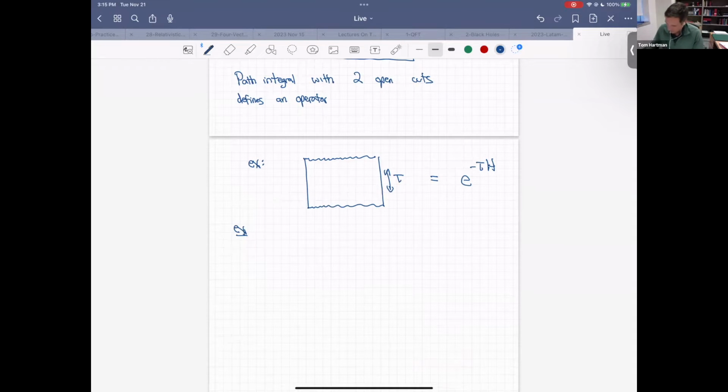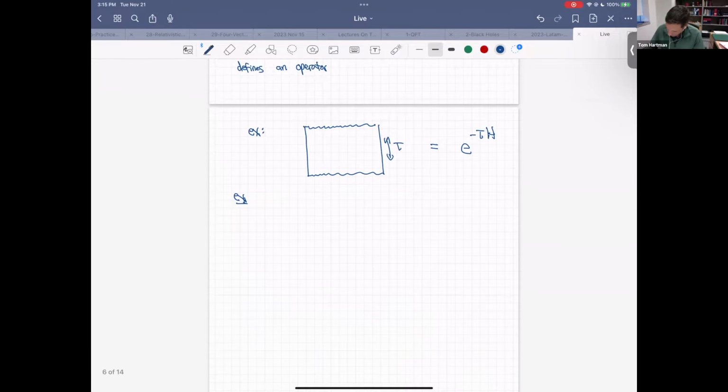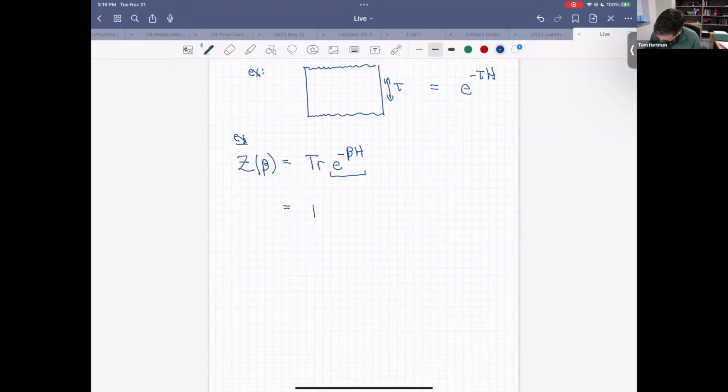So let's apply this to reproduce something that maybe you're familiar with, the thermal partition function. The thermal partition function, Z of beta, in a general quantum system is the trace of e to the minus beta h. Now, this e to the minus beta h, well, that's exactly the operator that we were just talking about from the path integral. So this is the trace of an operator that we can write using the path integral as this integral on a strip of size beta.